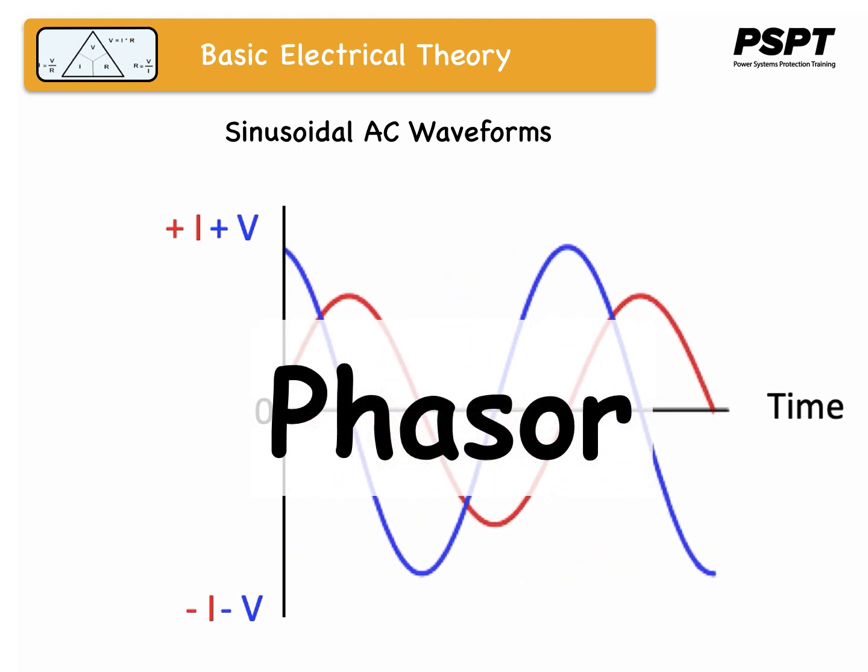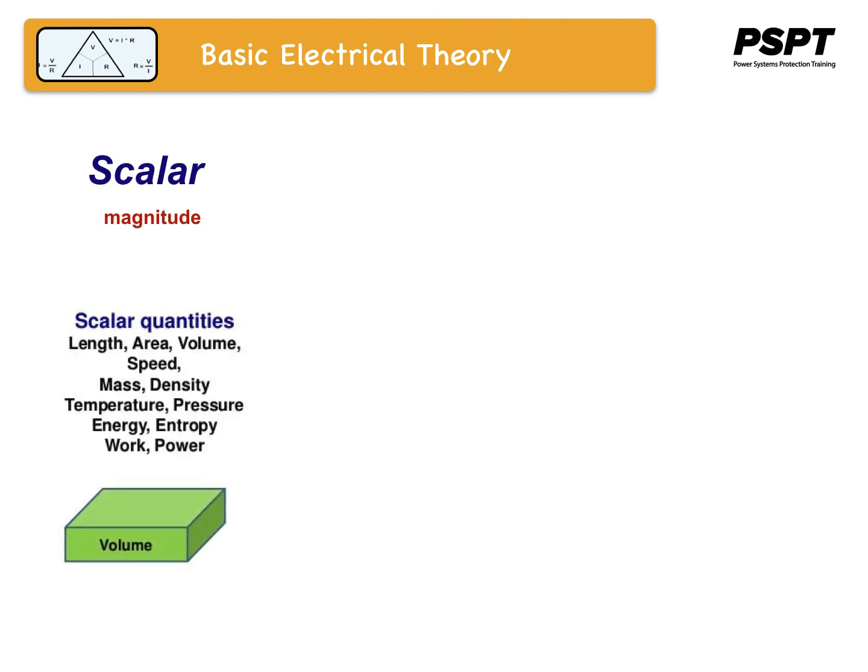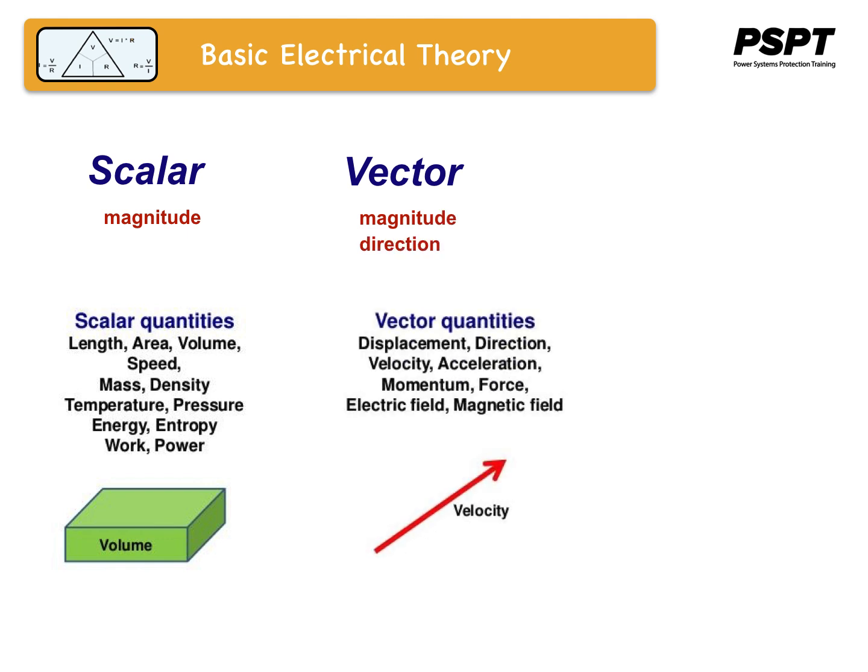It's called a phasor. I'm sure you all have seen the difference between a scalar quantity, or something that's a magnitude, has no dimensions. It's length, area, volume, speed, mass, density, temperature, etc. And the difference between that and a vector, which has magnitude and direction. Some examples of a vector would be displacement, direction of velocity, acceleration, momentum, force, electric fields, magnetic fields, etc.